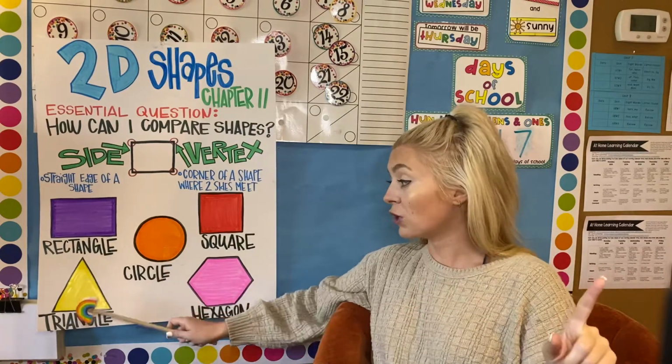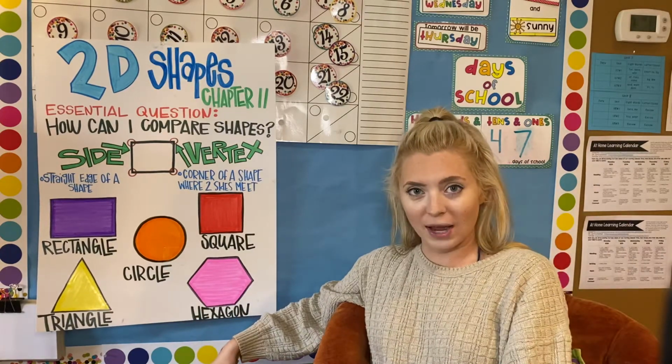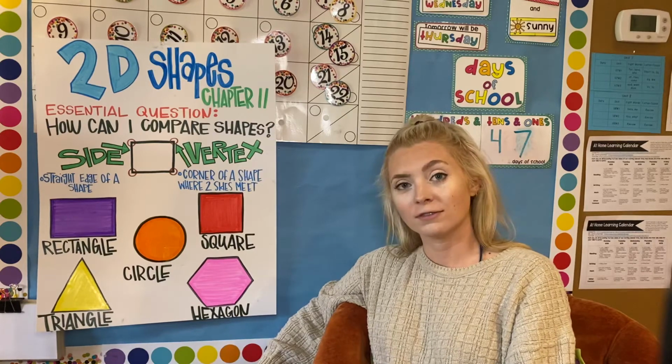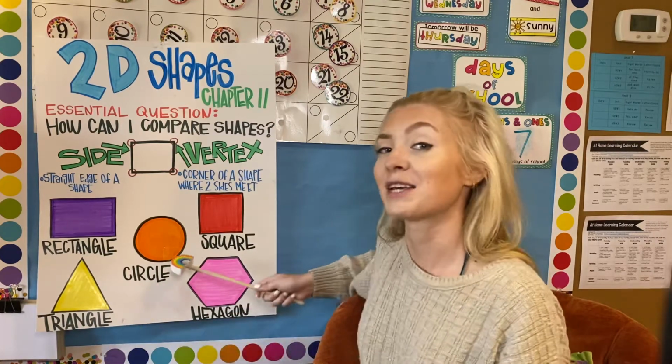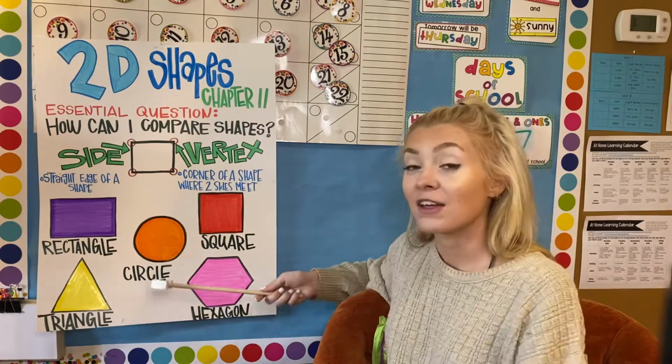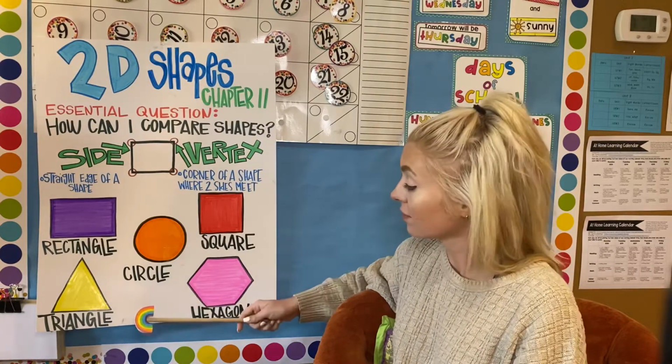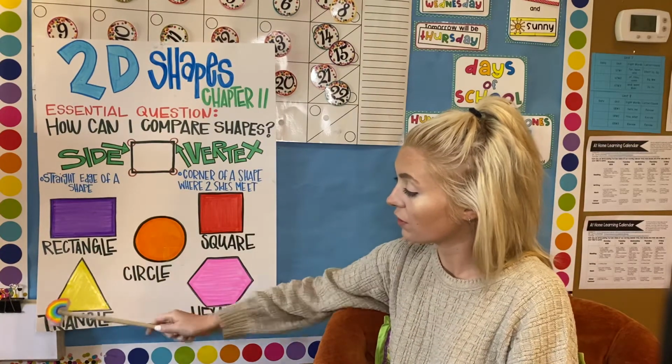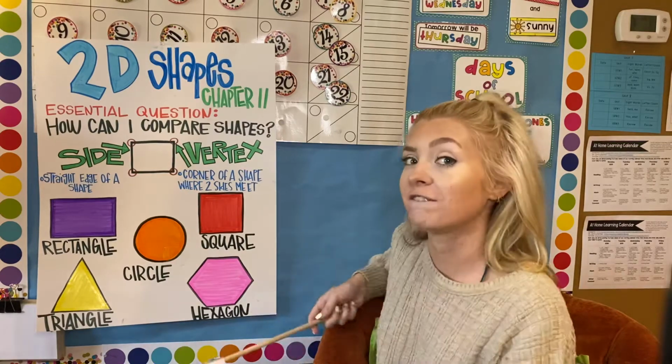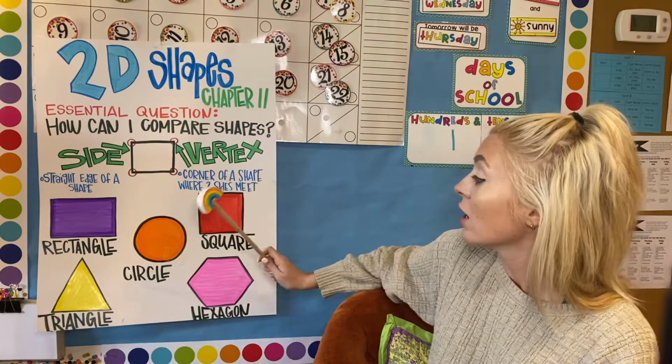Next, we'll move on to the triangle. Let's count the sides of a triangle. How many do you see in a triangle? It's going to be 3. And then, how many vertices? Also 3. Our final shape right here is a circle.